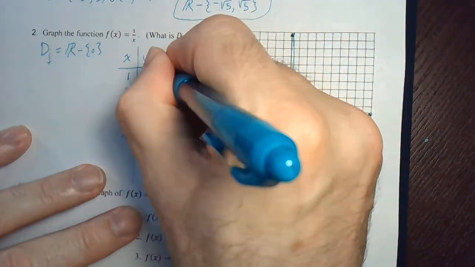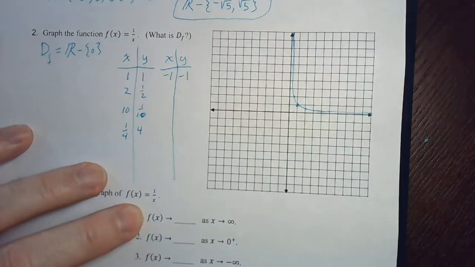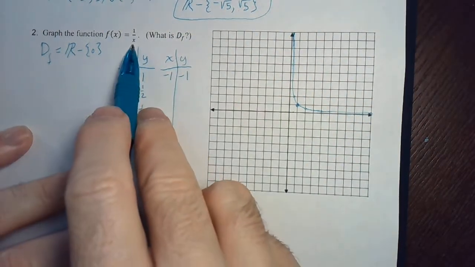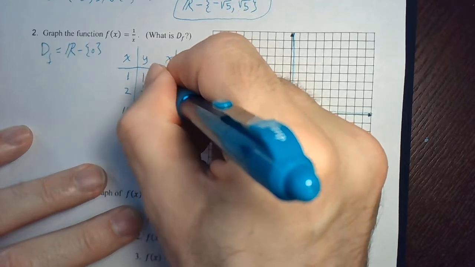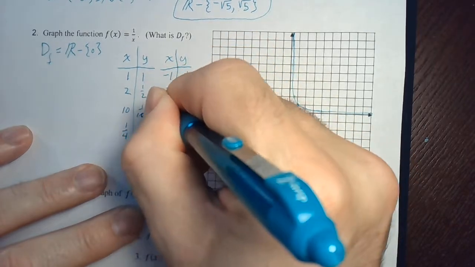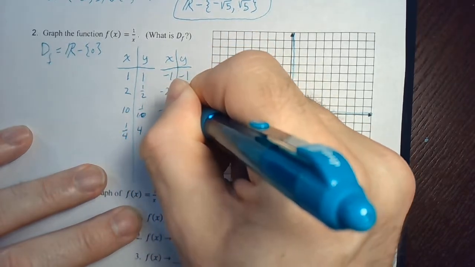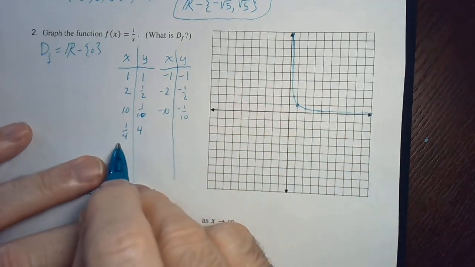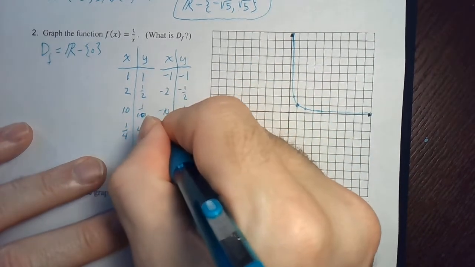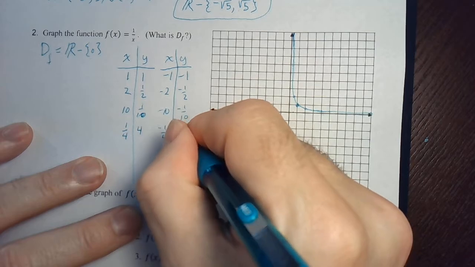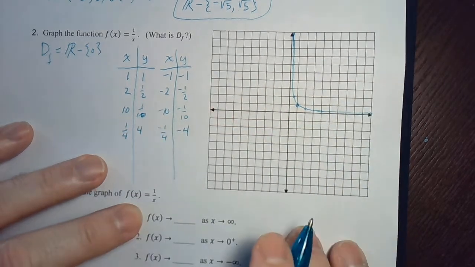Well, if I plug in a -1, I'm going to get a -1. The reciprocal of -1 is -1. If I plug in a -2, I'll get -1/2. Plug in a -10, I get -1/10. Plug in a -1/4, get a -4.